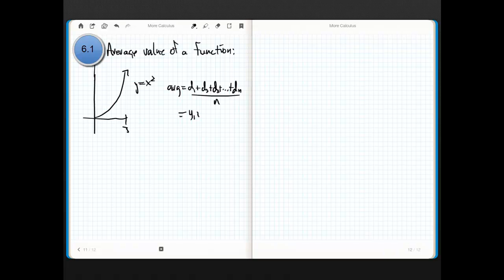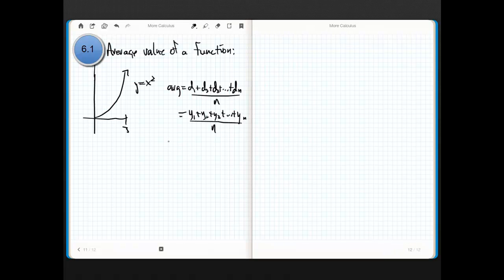If I can apply that to the function, couldn't I just as easily go y1 plus y2 plus y3 plus dot, dot, dot, plus yn? Now this assumes that I have these discrete values that I can just pull out one at a time, order them, and then divide by n. Now we know that that's not true, but we actually have a way around this.